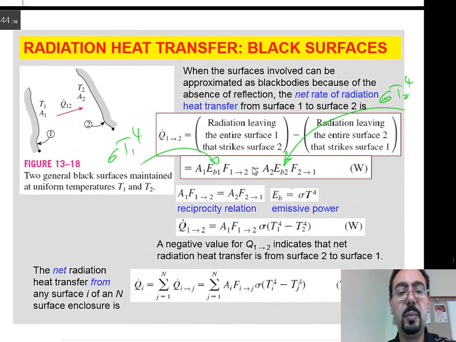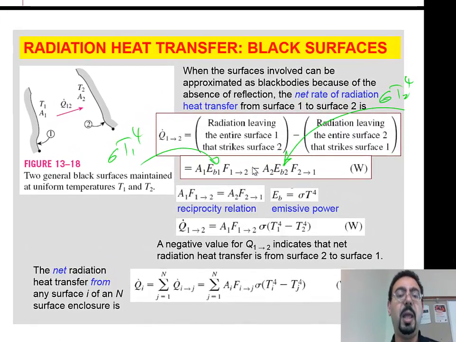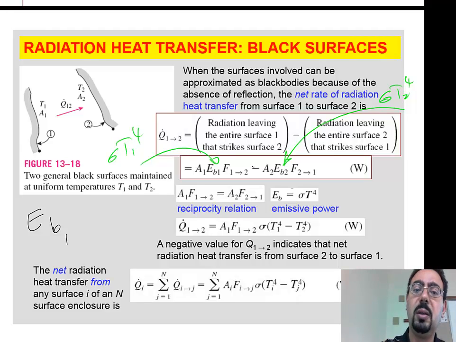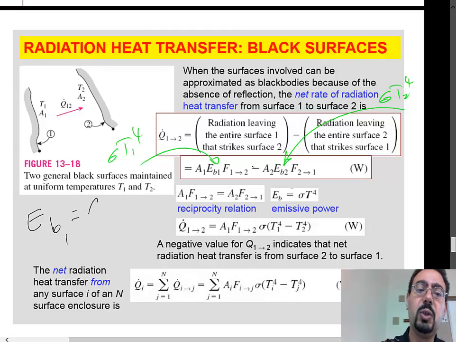So we said a black body radiation is the best radiation, right? And it's the largest amount of watts that can leave a surface, and that's sigma T to the power 4. So E black 1 is the radiation leaving a black body at temperature T1, and so it's sigma T1 to the power 4, where sigma is the Stefan-Boltzmann constant, and T1 is the temperature in Fahrenheit, all right?